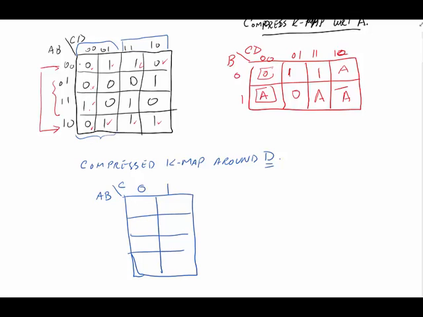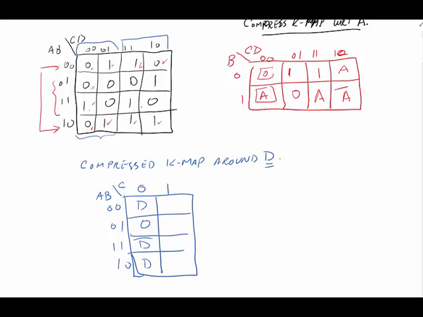So in the case where A and B are 0, 0, you'll see that when D is 0, it's 0. When D is 1, it's 1, so this must be a D. With this one, it's 0 either way. This one, it's D not, because when D is 1, this is a 0. That's right. And then the last one is D.